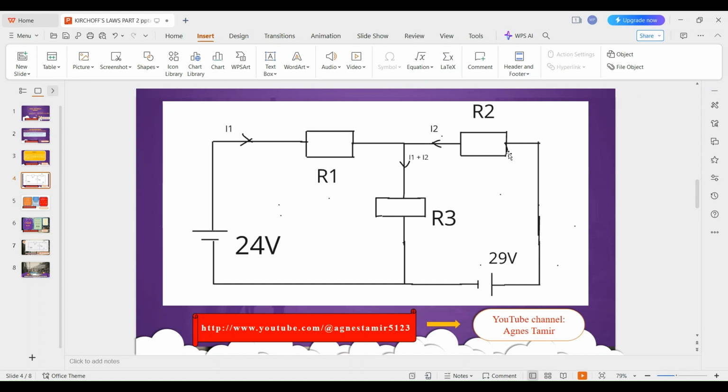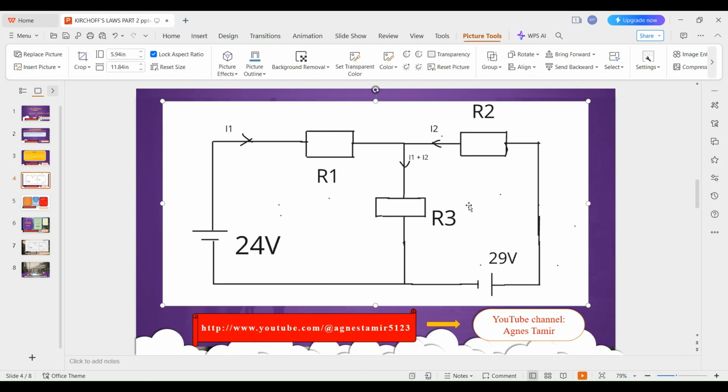So this is our positive terminal for this resistor, a negative terminal for that resistor, this is a positive terminal, and this is a negative terminal. Therefore, in this loop, current will flow in an anti-clockwise direction. Let's label this as our loop 2. So this is our loop 2, and this is our loop 1.